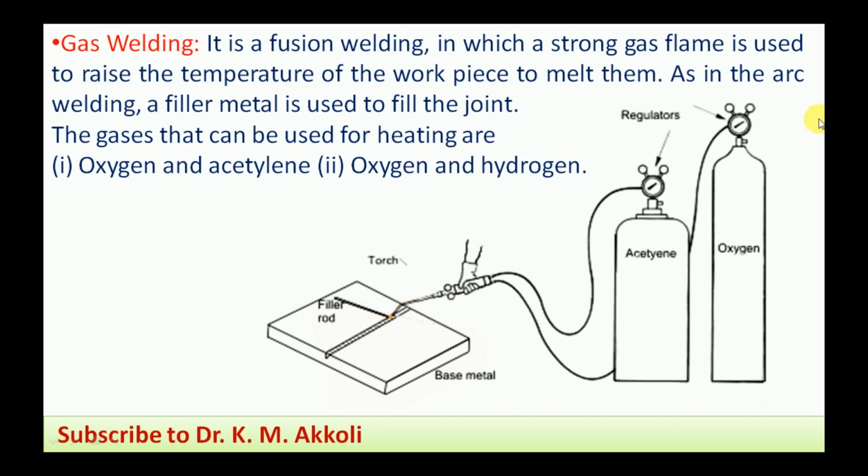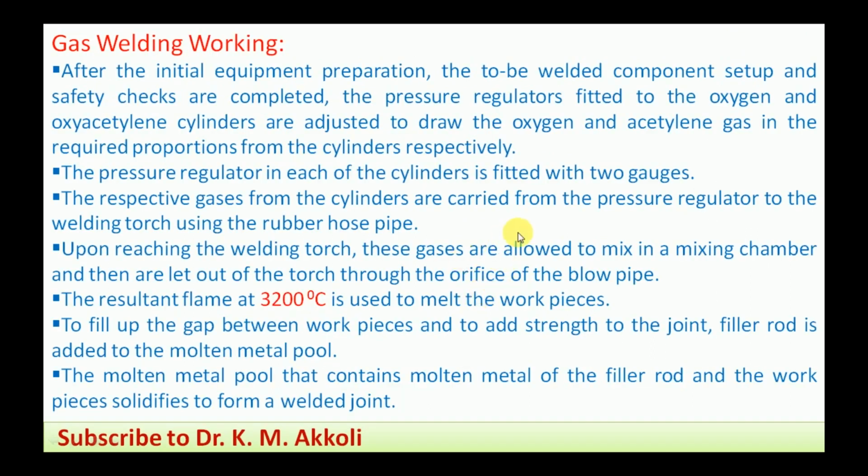These gases are allowed to flow through rubber hoses up to the torch, and thereby the flow and mixing take place. This is about gas welding. Continuing with this, let us see how exactly gas welding takes place.